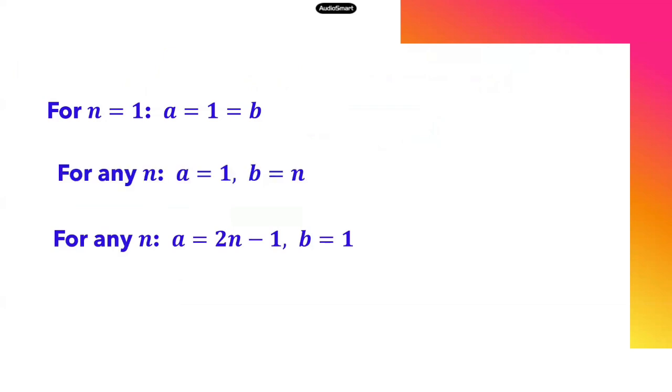So finally, we have three cases: for n equal 1, we have a equal 1, b equal 1, and for any n, we will have a equal to n minus 1, b equal 1, and for any n, a equal 1, b equal n. So these are the solutions. And you'll see that the first case is also coming in both cases when n equal 1 if you substitute. In this case also a equal 1, b equal 1. In this case also a equal 1, b equal 1.